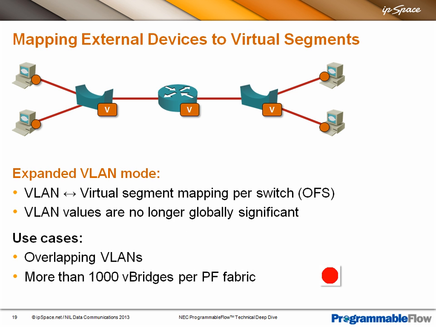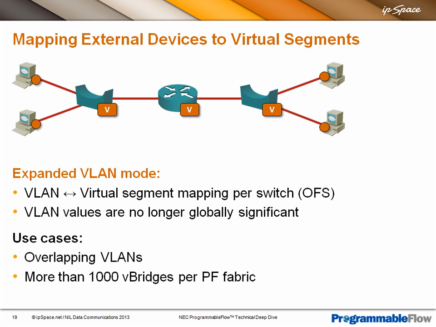And then there is the expanded VLAN mode, where we are still using VLANs, but VLANs only have local significance. So they are not the same end-to-end, but on an individual physical switch, you might have VLAN 100, but on another physical switch, you have VLAN 200, and it would be the same virtual segment.